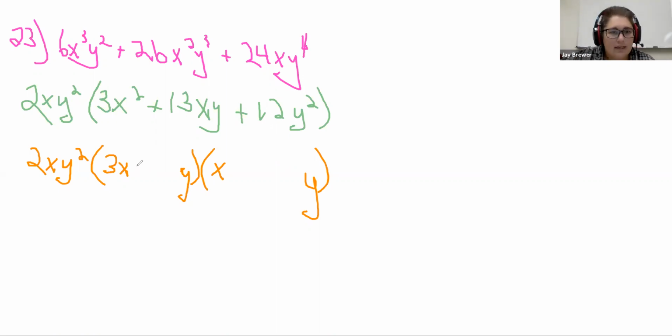We know all the signs are going to be the same because we have plus and plus up top. The problem is 12 has how many terms? More than 2, right? It's not just 1 and 12. It's 1 and 12, 2 and 6, and 3 and 4. So we have to figure out which set of factors will help us get 13xy in the middle. Okay? How do you think we can figure that out?